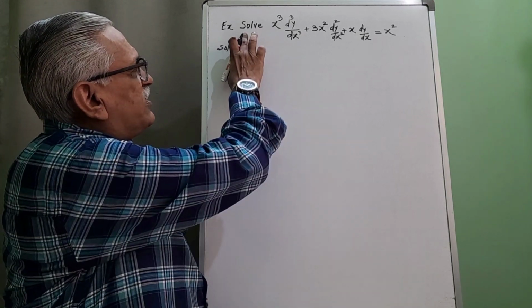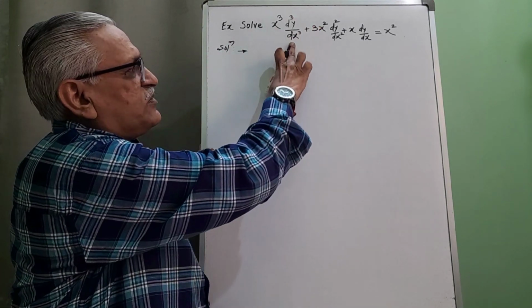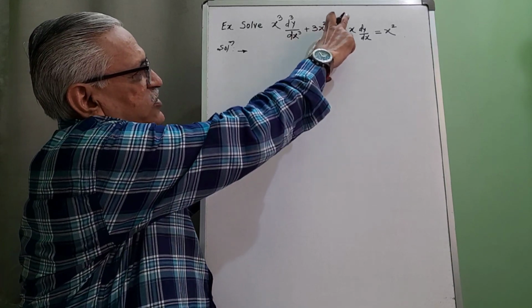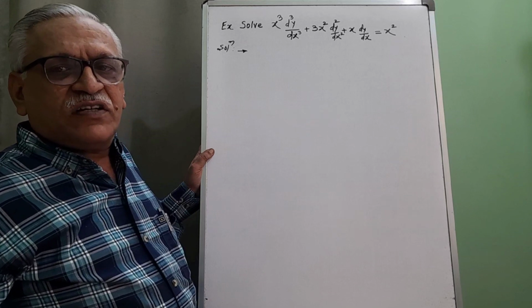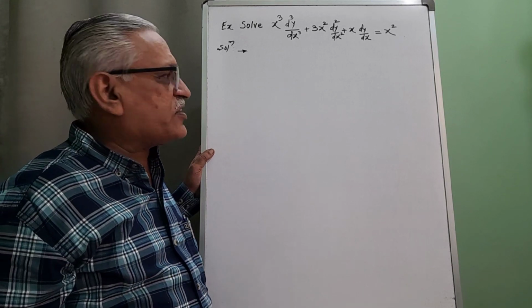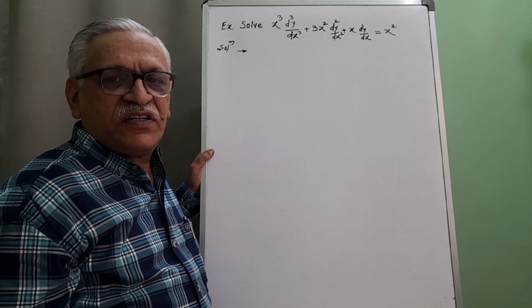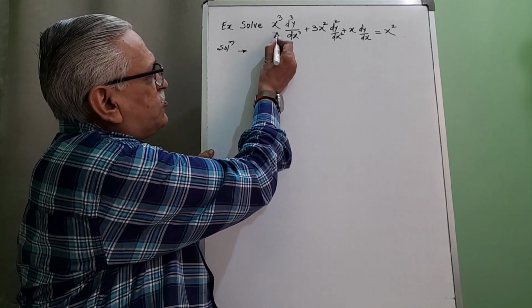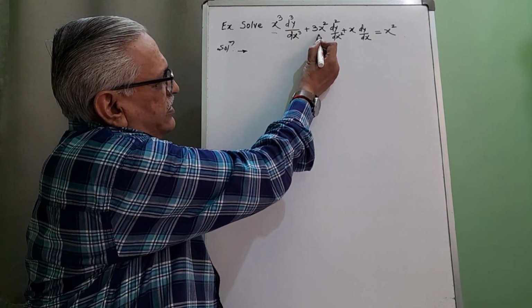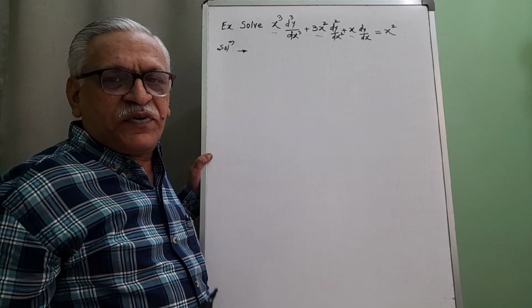Here the given equation is: solve x cube d cube y by dx cube plus 3x square d2y by dx square plus x dy by dx is equal to x square. The order of that differential equation is 3. Then we have to check whether it is with constant coefficient or with variable coefficient. Here the coefficients are x cube, then 3x square and x, which means it is with variable coefficient.